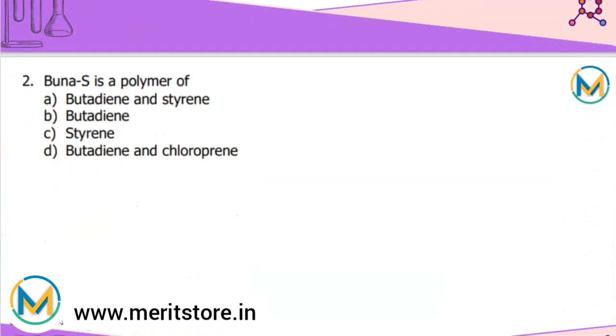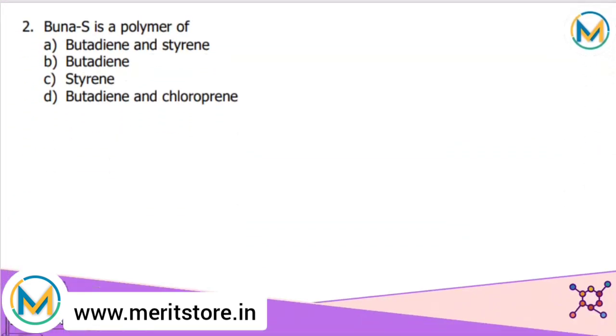Looking towards the next question: Buna S is a polymer of... Styrene and 1,3 butadiene polymerize in the presence of sodium metal and form Buna S rubber. So the monomer units in Buna S rubber are styrene and 1,3 butadiene. Hence, the correct answer is option A.